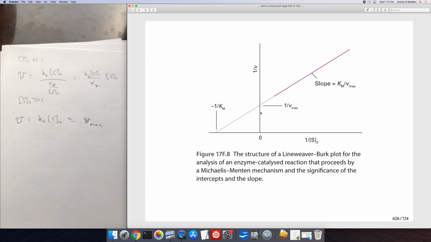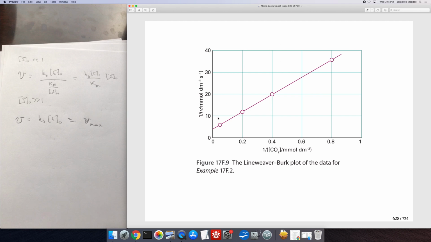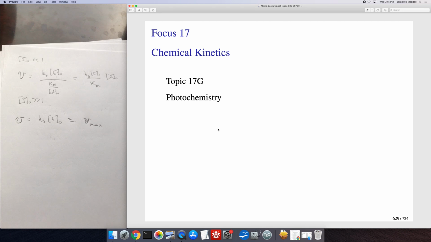In any case, here's an example of that. You plot 1 over the rate versus 1 over the substrate concentration. The slope is related to Km over Vmax, and then the intercept is related to 1 over the maximum rate. And so when you do your linear fit, you could get these numbers. Essentially, that's what this problem has done. I didn't even write down the data, but here's basically the data that you were supposed to plot. And so by determining the slope and the intercept, you would get those quantities. So with that, I'm going to go ahead and stop this video right here.